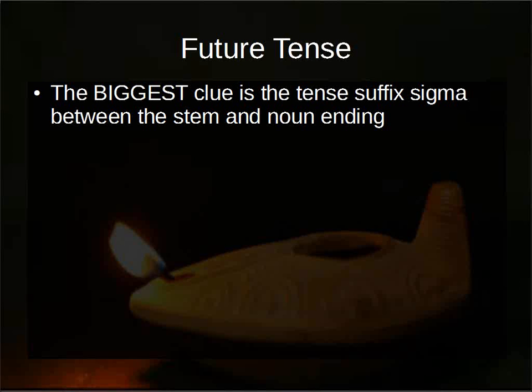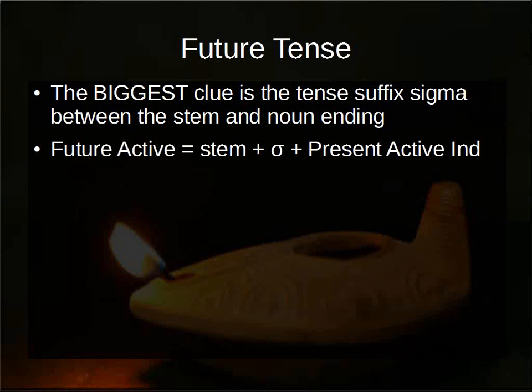Okay, the future active, again, very simple. You have your verb stem, then you add that tense suffix, which is that sigma, and then all it is for the future active is the present active indicative endings. That's all it is. Okay, super easy. So if you know the present active indicative endings, you know the future active. All you need is to add that sigma.